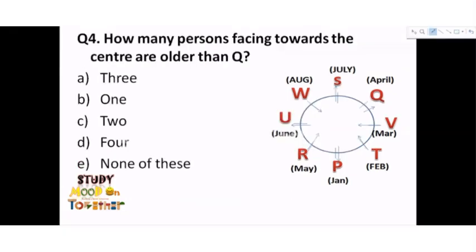Question number 4. How many persons facing towards the center are older than Q? A. 3, B. 1, C. 2, D. 4, E. None of these. Since Q born in the month of April, the persons older than Q would be born in the month of January, February and March. But the person born in the month of January is not facing towards the center, and the rest two are facing the center, hence the correct answer is 2. So we tick on the option C.